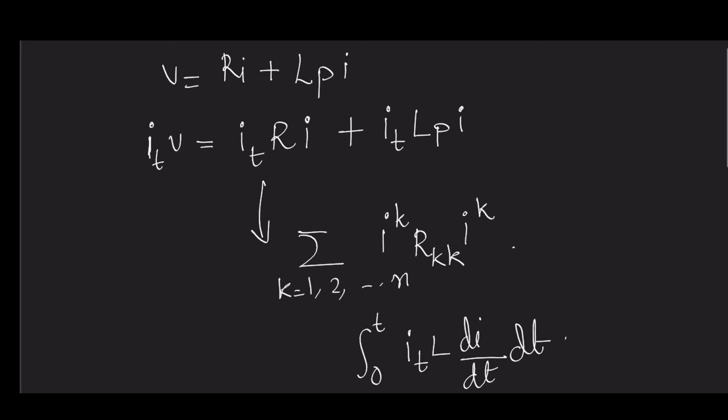Now clearly this I transpose L di dt is again a scalar and is therefore equal to its own transpose, that means we can change the order, because L is a square matrix and the two sides are vectors having equal dimension. So this can also be written like I transpose L di dt, the whole transpose.